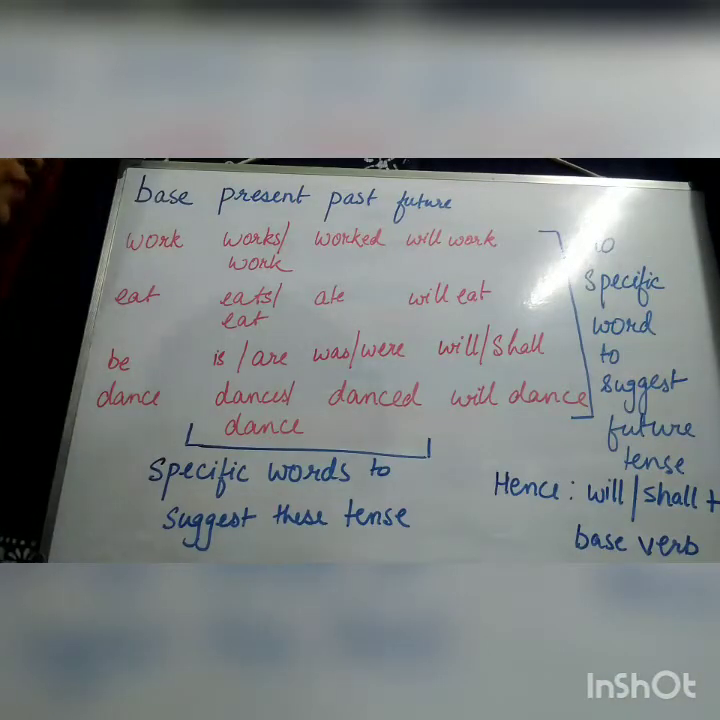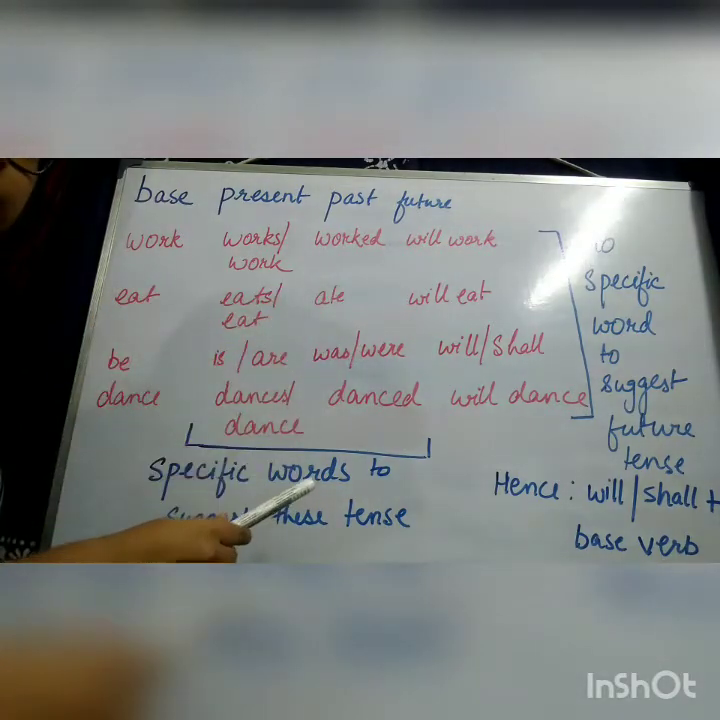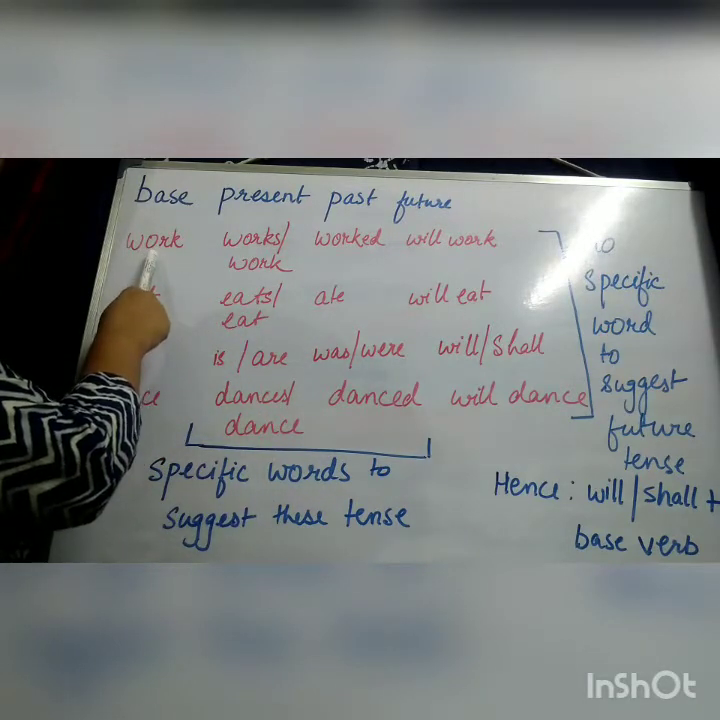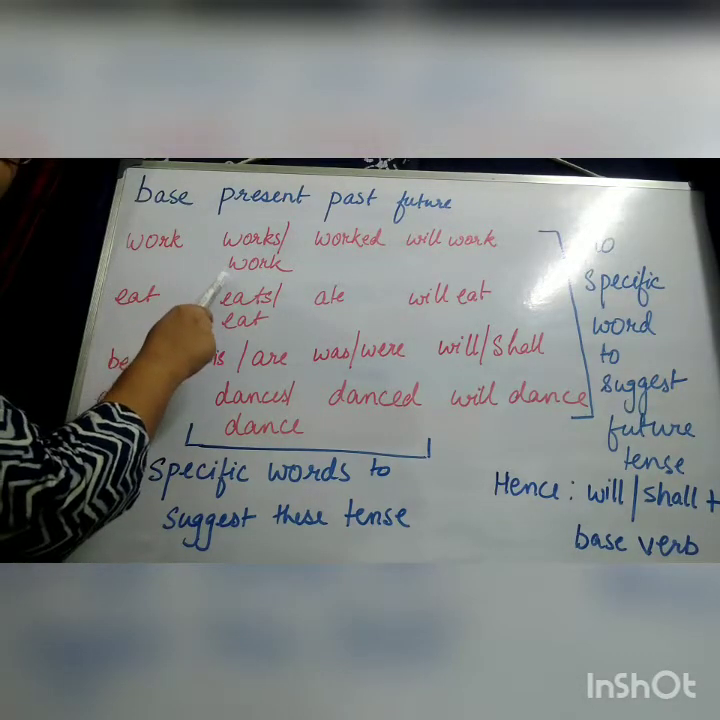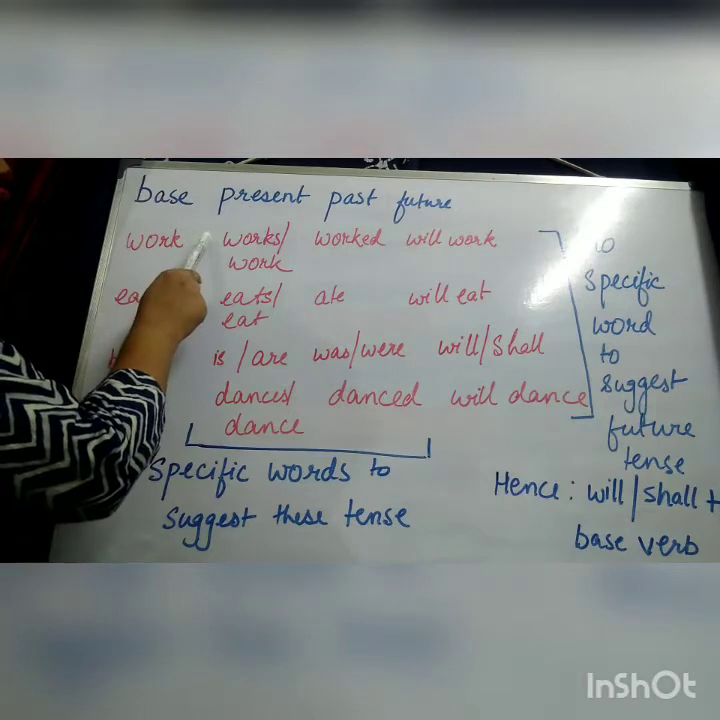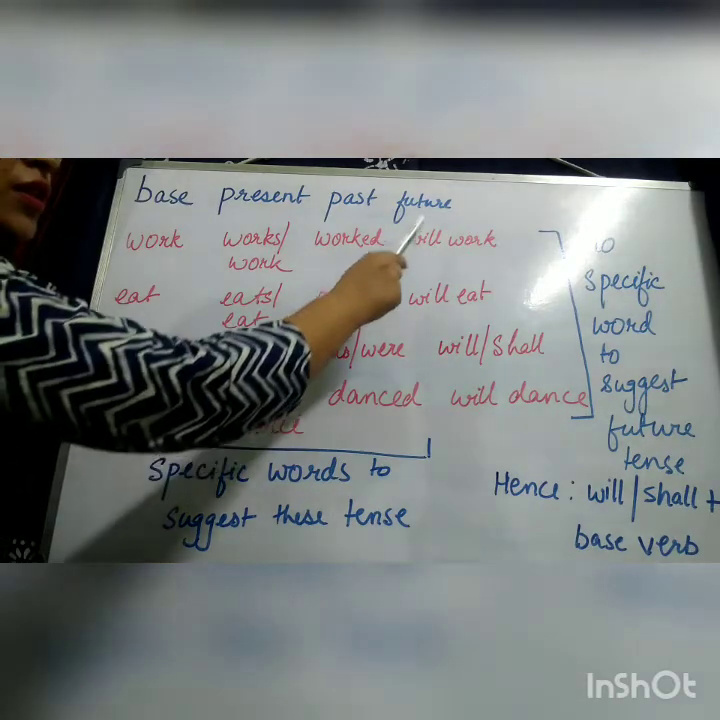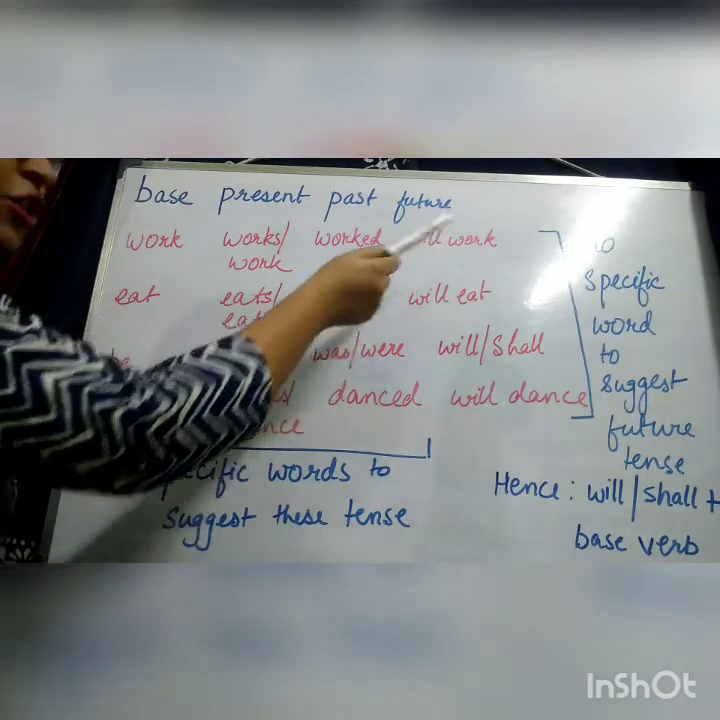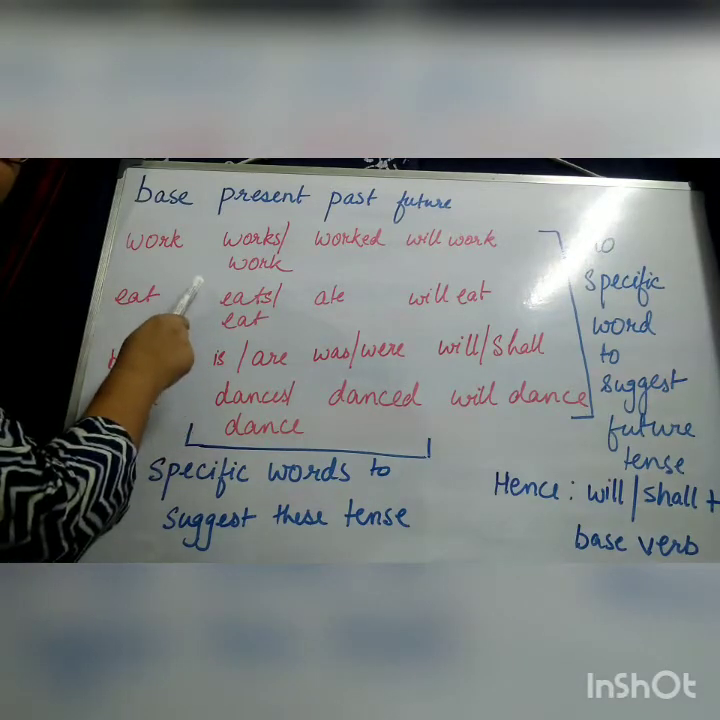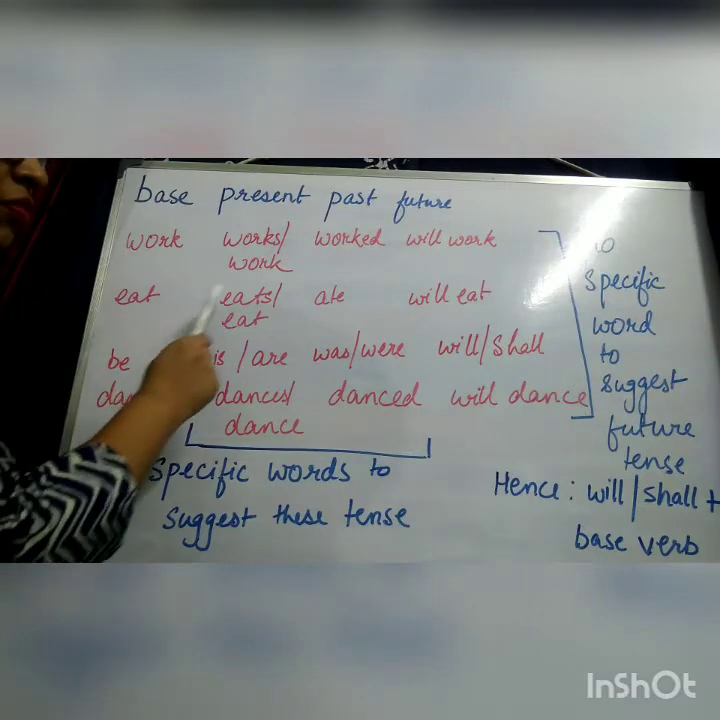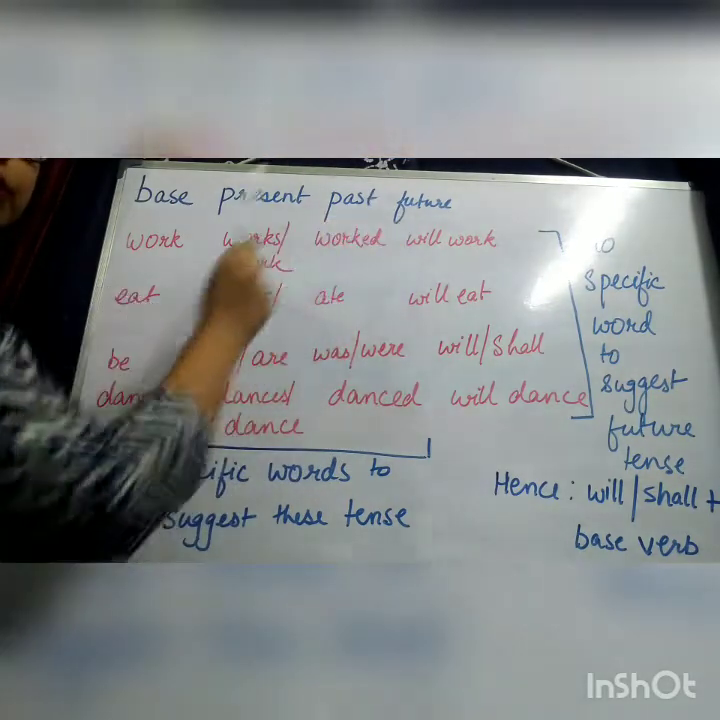In this chart, I have written down some verbs as they are written in the different tenses. So the base verb work is written as works or work in the present tense depending on whether the subject is singular or plural. In the past, it becomes worked. In the future, it is written as will work or shall work. Similarly, eat becomes eats or eat depending on whether the subject is singular or plural. It is written as ate in the past tense and will eat in the future tense.